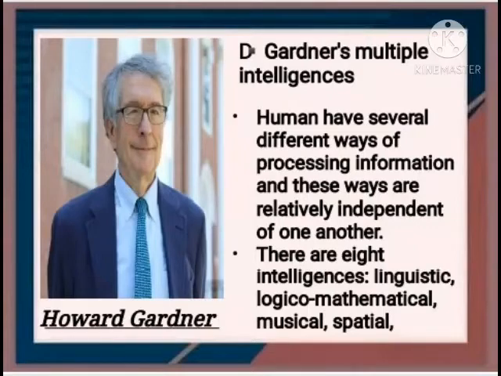there are 8 intelligences. So number 1 is linguistic. Number 2 is logico-mathematical. Number 3 is musical. Number 4, spatial. Number 5, bodily kinesthetic. Number 6, interpersonal. Number 7, intrapersonal. And number 8 is naturalistic. So that was the theory of Howard Gardner, the multiple intelligences.